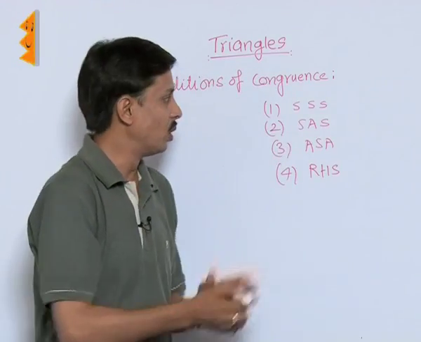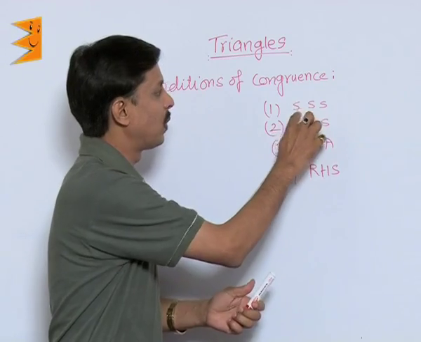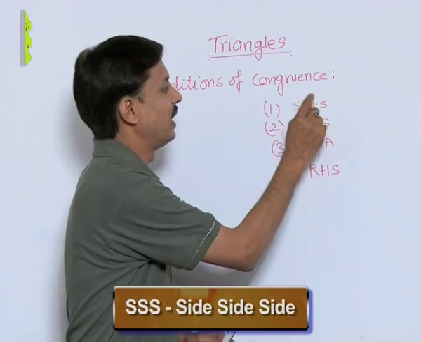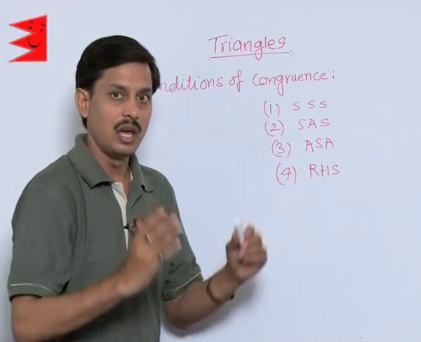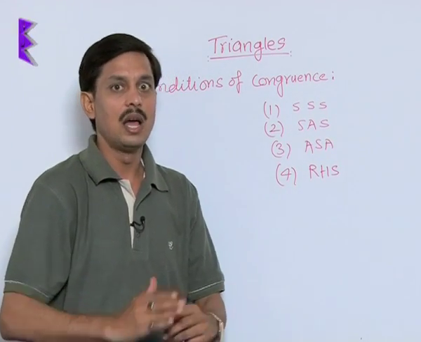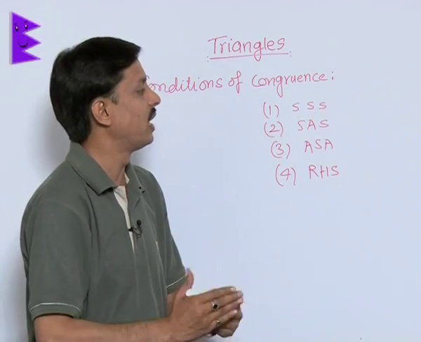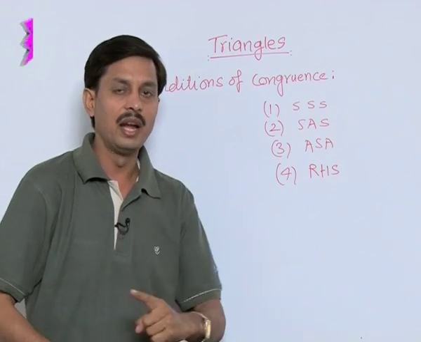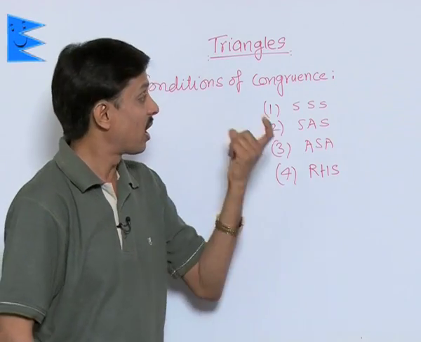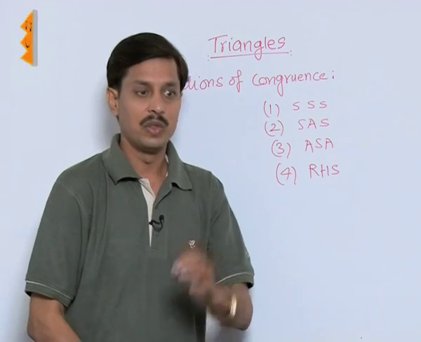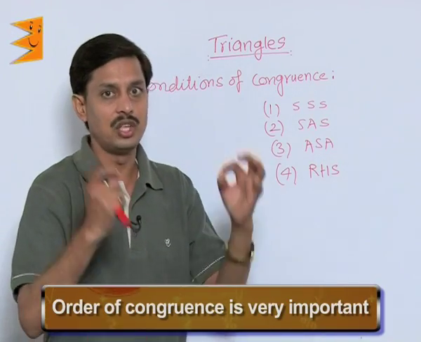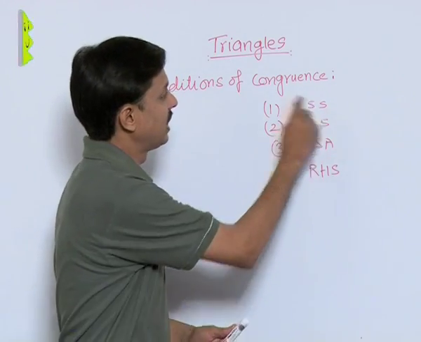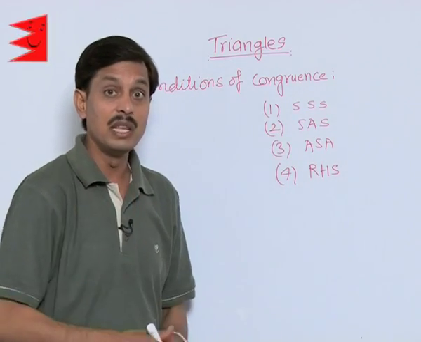Now I want to tell you what SSS stands for. SSS stands for side, side, side. That is, if 3 sides of the first triangle are equal to 3 sides of the second triangle, then the 2 triangles are said to be congruent. And when you are writing the congruent triangles, the order of writing the triangle is very important. The SSS condition of congruency, what does it mean?